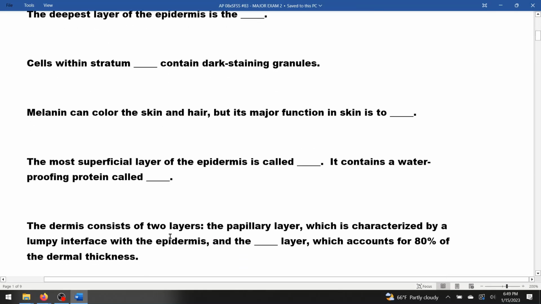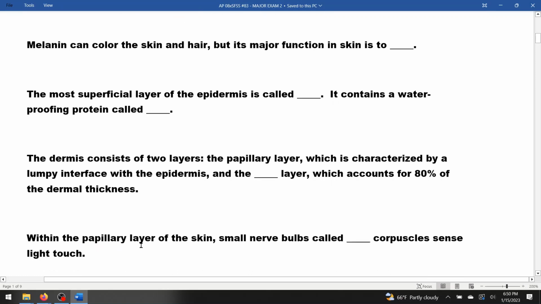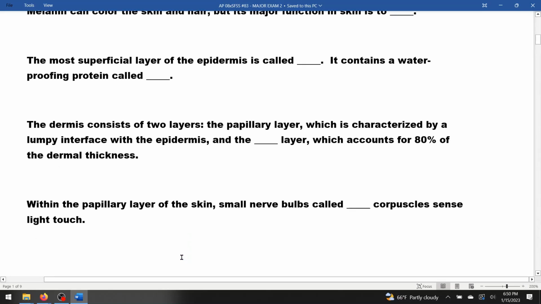The dermis consists of two layers, the papillary, which is characterized by a lumpy interface with the epidermis, and the blank layer, which accounts for 80% of the dermal thickness. So we have the very small papillary layer, and then we have the larger reticular layer where all the goodies are located in the dermis. Reticular is the answer. Within the papillary layer, small nerve bulbs called blank corpuscles sense light touch. That would be the Meissner's corpuscles, light touch.